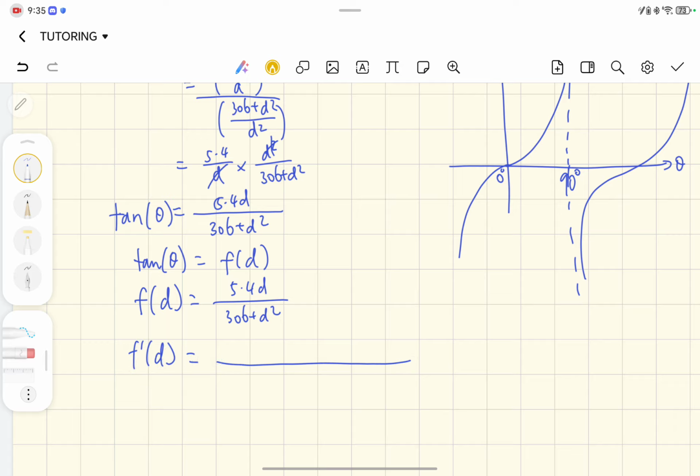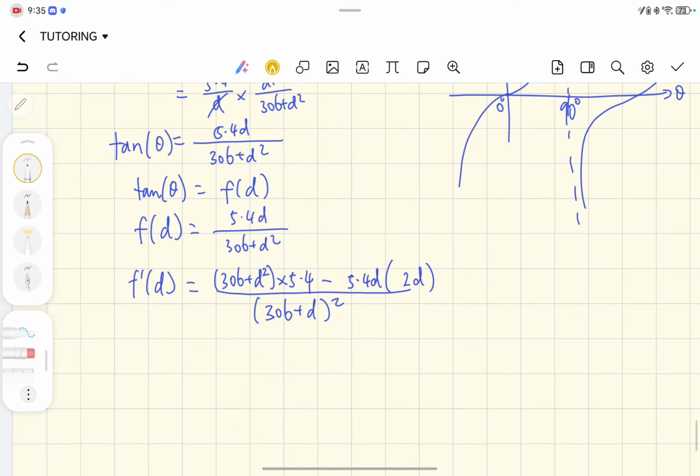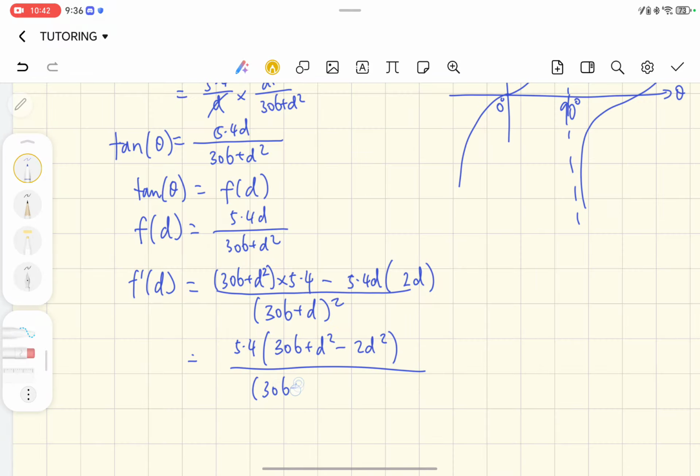And now I have to use the long, vigorous quotient rule. We do this by squaring the bottom, bringing the bottom line to the top, multiplying it by the derivative of the top line, minus the top line multiplied by the derivative of the bottom line, which is just 2d. To simplify this, we can pull out a common factor of 5.4 on the top. It becomes 5.4 times 306 plus d squared minus 2d squared, because 2d times d, all over 306 plus d squared, squared.